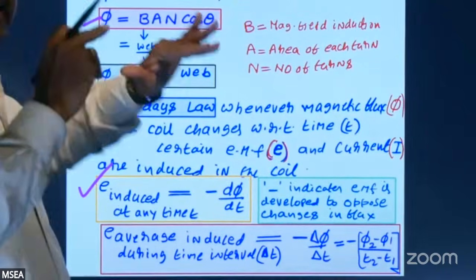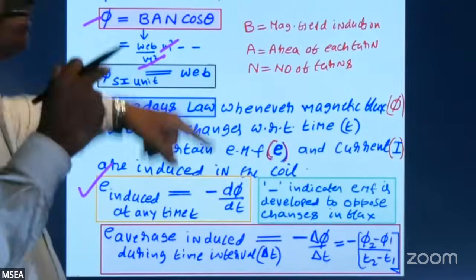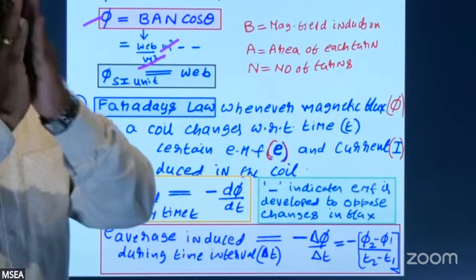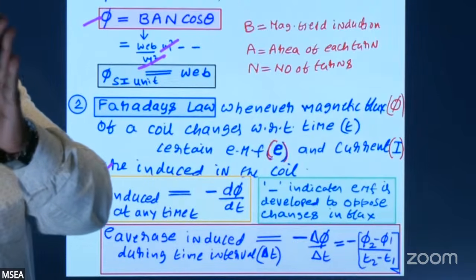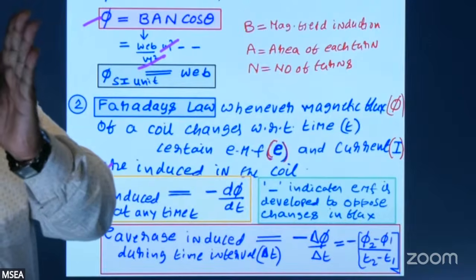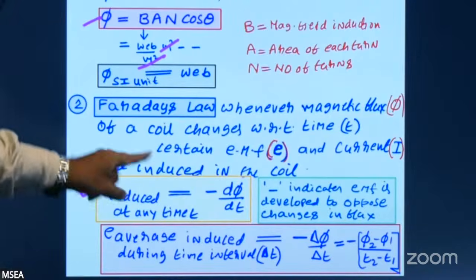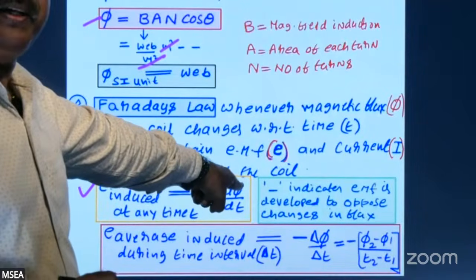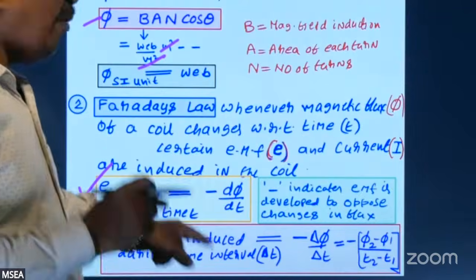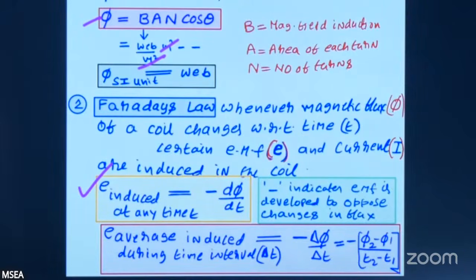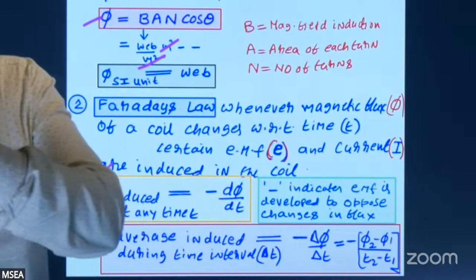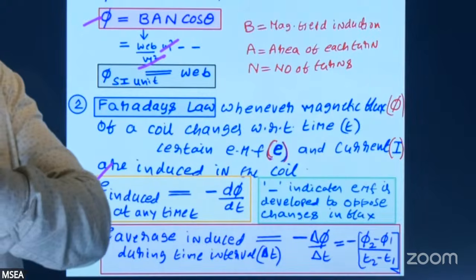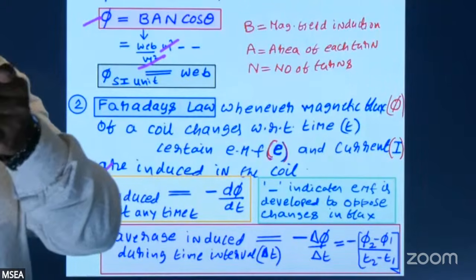I repeat, whenever the magnetic flux linked with the coil is changing with respect to time, then some EMF is induced in the coil. That means the coil behaves as if it is a battery with some EMF being developed. And that EMF induced in the coil at any time t is minus d phi by dt. What does the minus sign say, sir? Minus sign, according to Faraday's law and Lenz's statement, says that the EMF is induced in such a way so as to oppose the change in the flux.